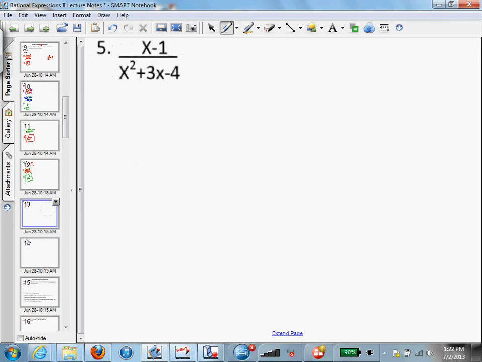With number 5, we're going to have to factor even more. So on top, we're just going to be left with, again, x minus 1 as a quantity.